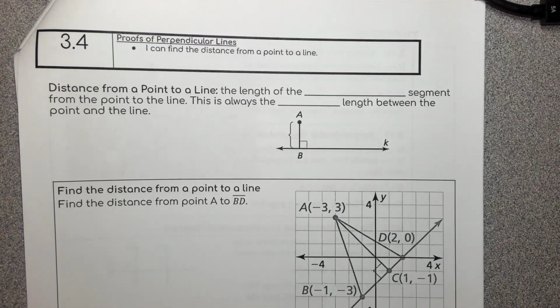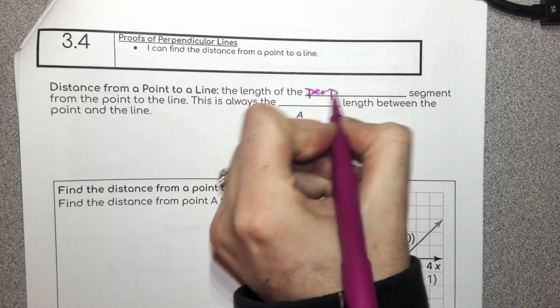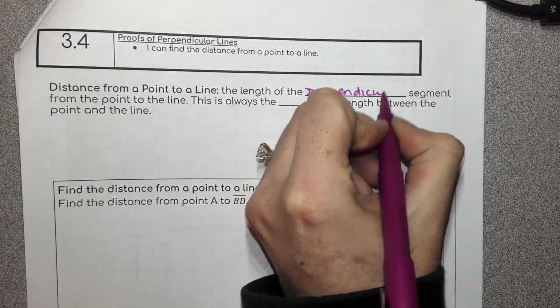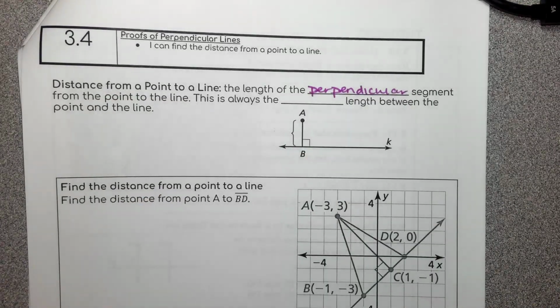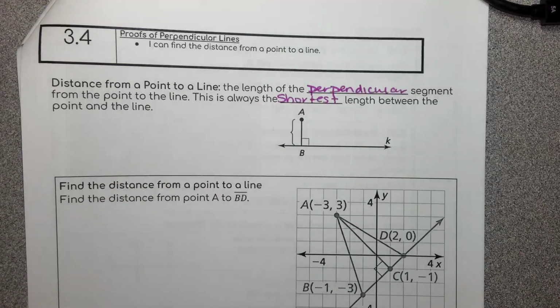So, the distance from a point to a line is the length of the perpendicular segment from the point to the line. This is always the shortest distance between the point and a line.